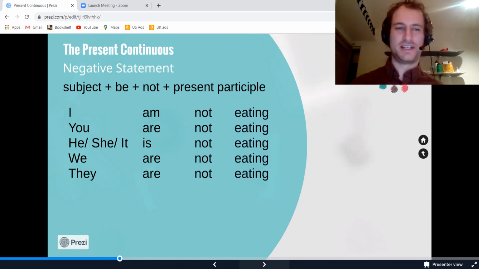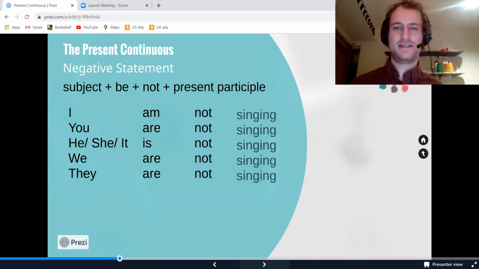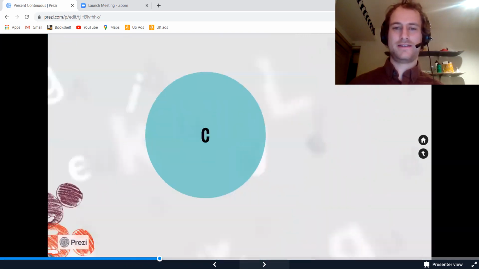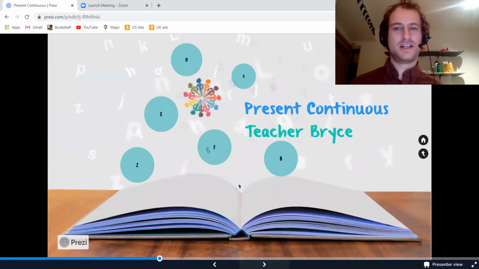Here we go, pretty easy. I am not eating. You are not eating. He, she, it is not eating. We are not eating. They are not eating. We can put in another verb, running, singing, and so on. So that's how you do the positive statements in the present continuous and the negative statements in the present continuous.